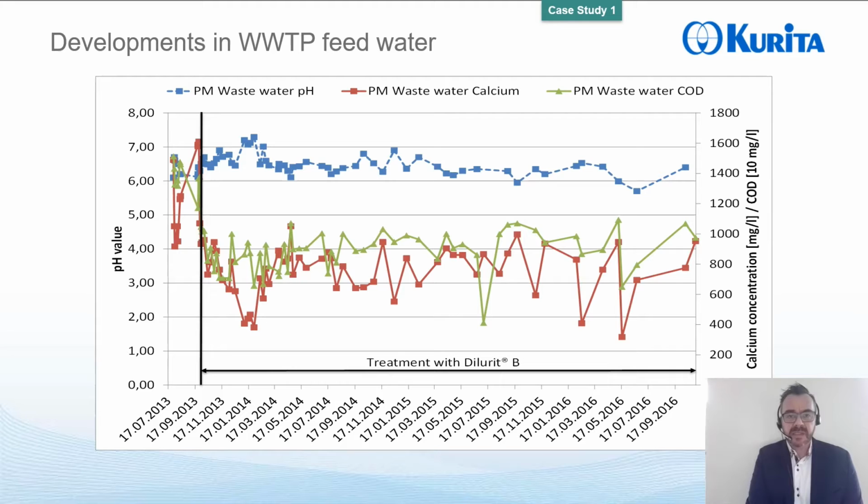In the next slide, you can see once again pH, calcium, and the COD. And you can see here also, for example, the COD in the wastewater, where we went from 16,000 ppm down to 10,000 ppm. Also here, the COD in this application was really well reduced.